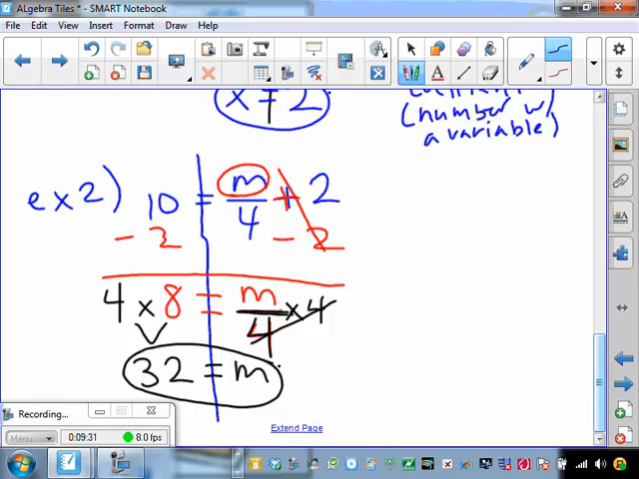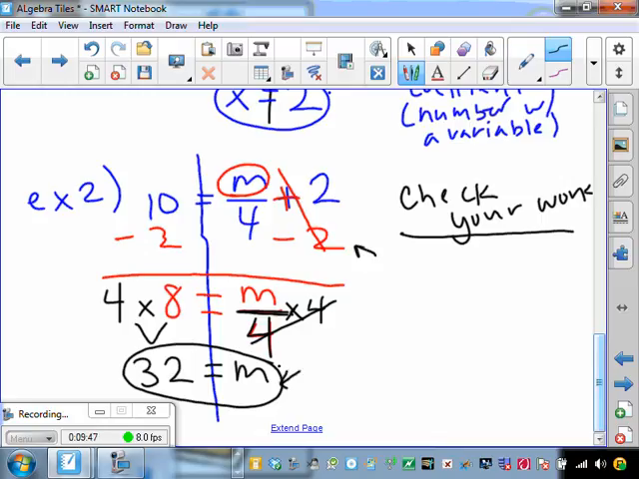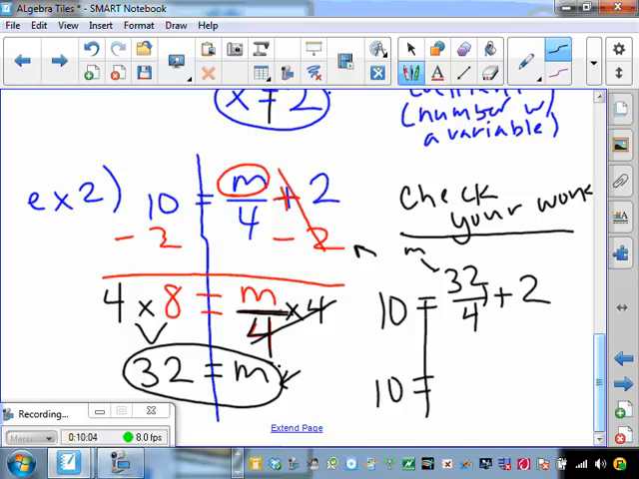The way that you can check your answer, check your work, is once you have a value for n, like here we said that n is equal to 32, let's plug it back into our original equation and see if it works. Let's see if 10 is equal to n, which is 32, over 4 plus 2. 32 divided by 4 is 8, plus 2 equals 10. That matches. So we got it right.